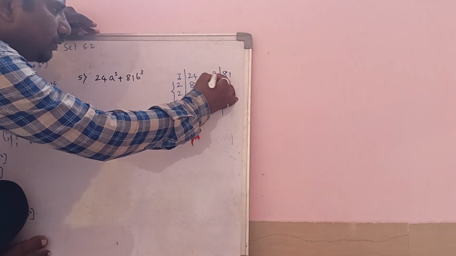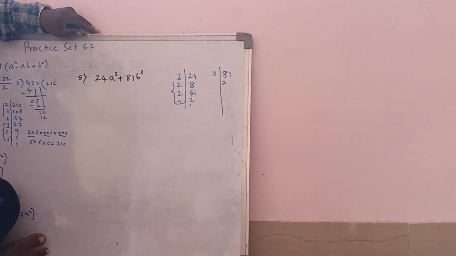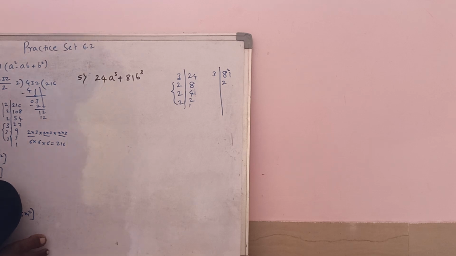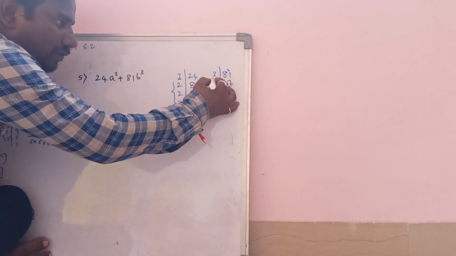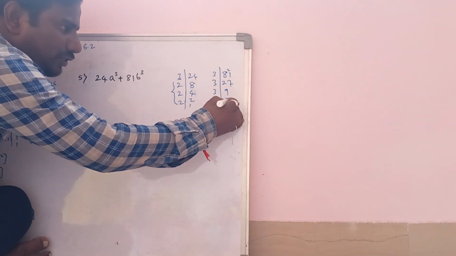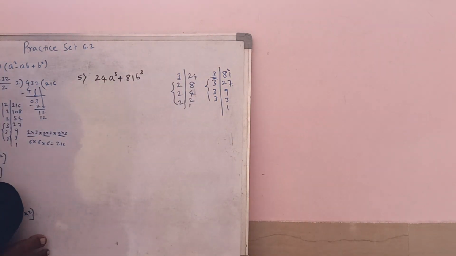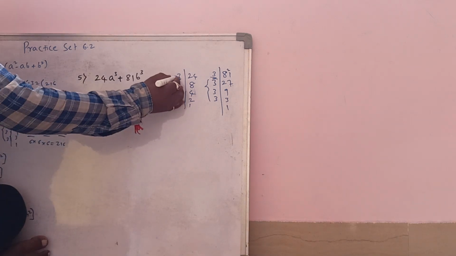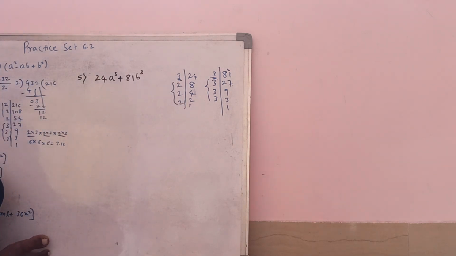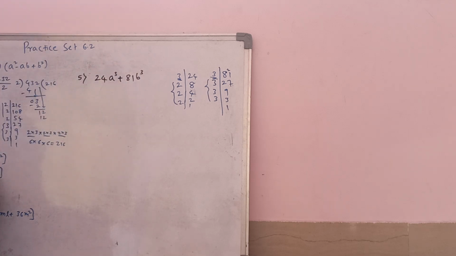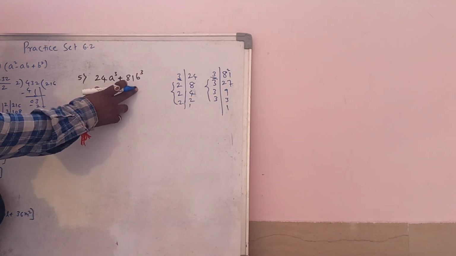81. 3 2s are 6. 2 is remaining. 21. 3 how many is 21? 3 5s are 15, 3 6s are 18, 3 7s are 21. Now I know 3 9s are 27, 3 3s are 9. If I divide this, I am getting 3 cube and 2 cube, isn't it? So here we should take 3 common from this side, isn't it? Yes, we'll take 3 common from this side.